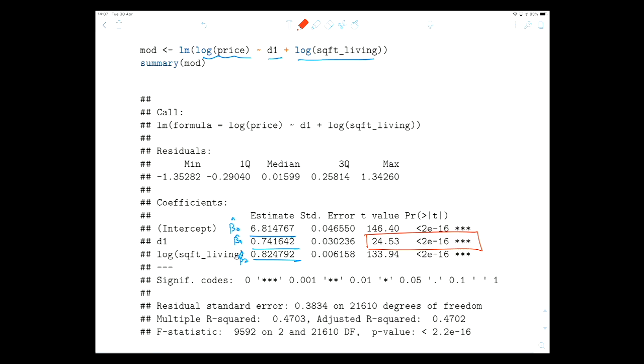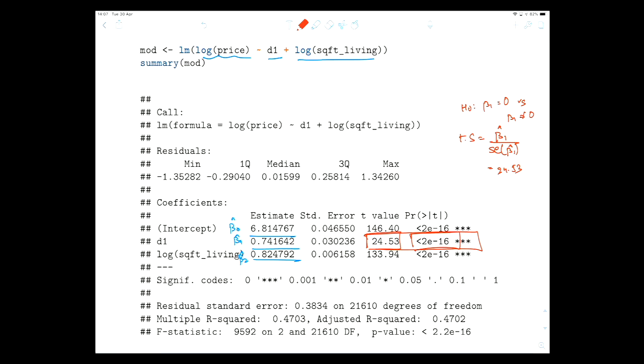Remember the test itself and its structure is just like it was before. The hypothesis is beta 1 equals 0 versus beta 1 not equal to 0. The test statistic is beta 1 hat over standard error of beta 1 hat, which gives us this test statistic here, 24.53, and its corresponding p-value. Does everybody get that?